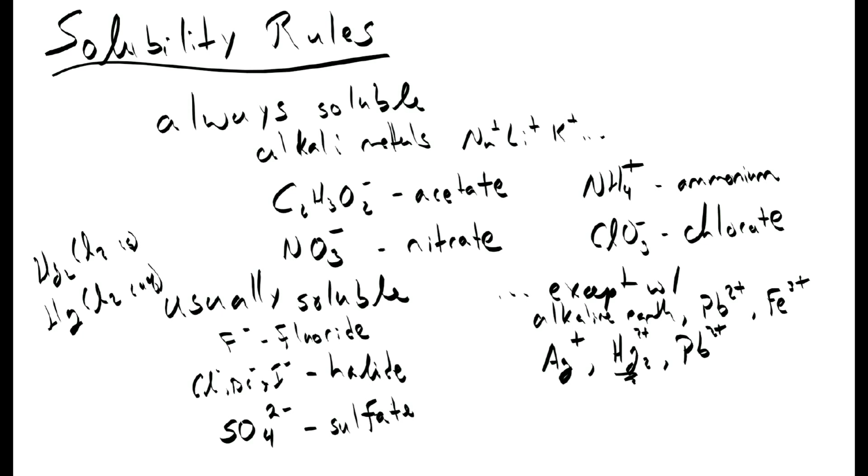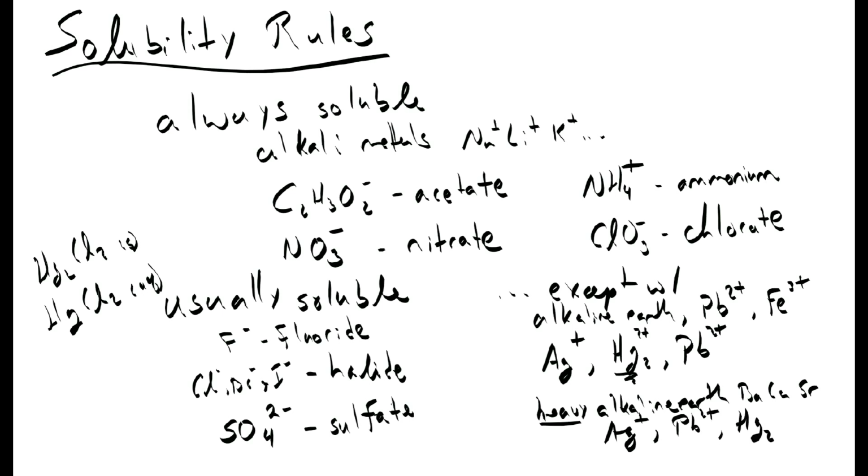So sulfate is generally soluble, except with the heavy alkaline earth metals. So that would be barium, calcium, and strontium. And with silver 1 plus, lead 2 plus, and mercury 1. So let's go ahead and draw some lines. Let's try and make it easier. Okay.